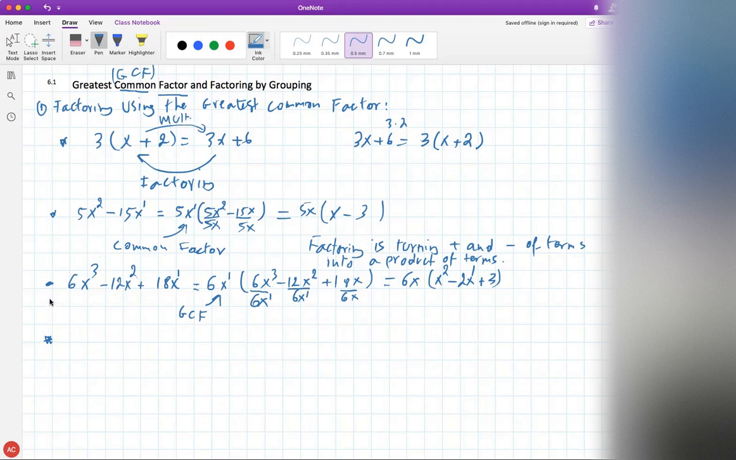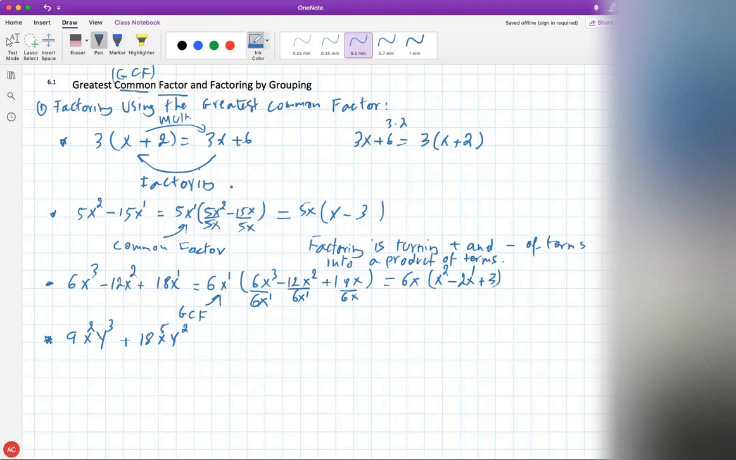Let me give you another example here. You may have more than one variable. So you could have, for example, 9, a couple of variables, some 2 and 3, plus another term and a couple of variables again, 5 and 2 here. Same thing, we want to factor this.